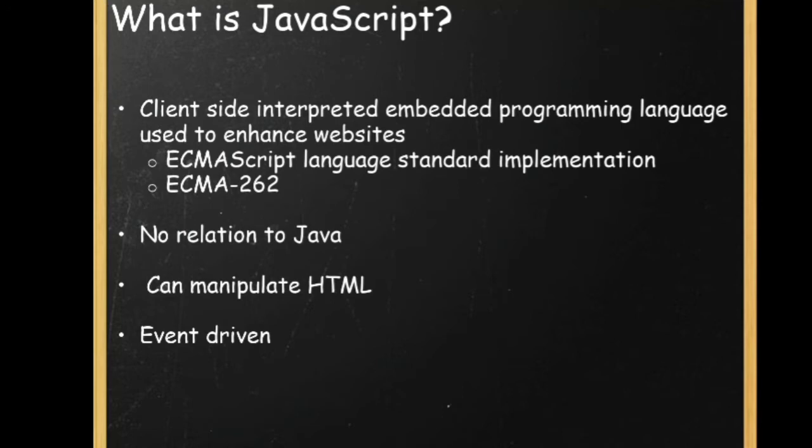First, what is JavaScript? Client-side interpreted embedded programming language used to enhance websites. ECMAScript language standard implementation. No relation with Java. Can manipulate HTML and for creating events. Basically, JavaScript is used for creating responsive web pages, so that when you click some buttons or enter information, the web page displays some information.